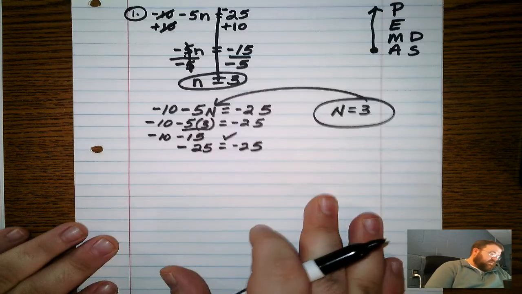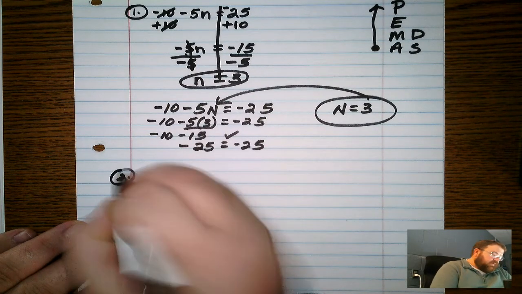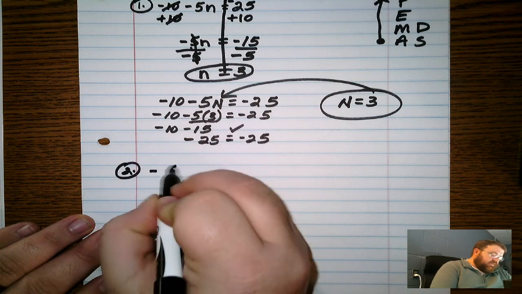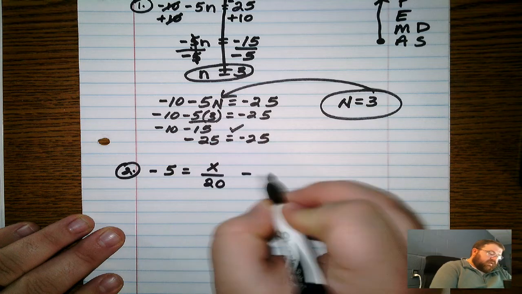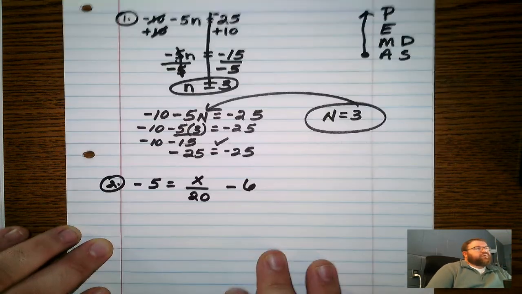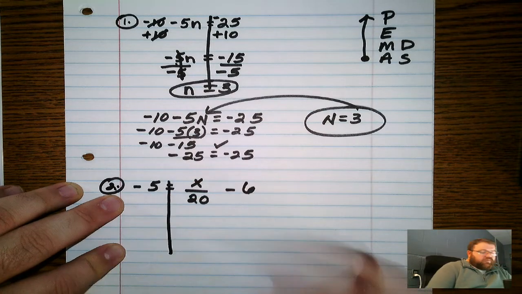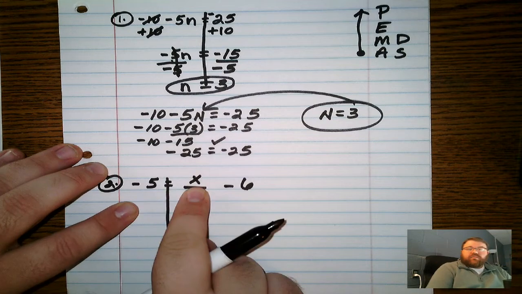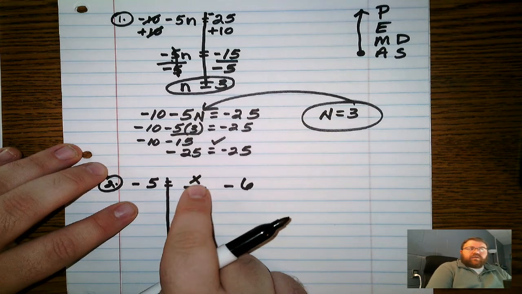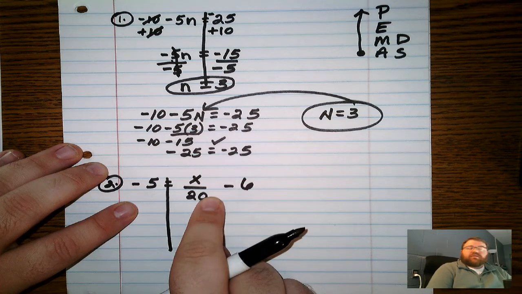Also in your guided notes, there is another problem that looks like this: negative 5 is equal to x divided by 20 minus 6. Okay, so again, I want you to draw the line through the equal sign to separate the two sides. Find your variable. Now your goal is to get this variable by itself. So you need to get rid of this negative 6, and you need to get rid of the 20.